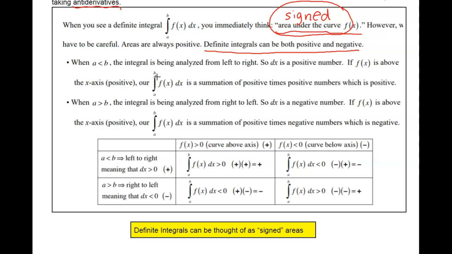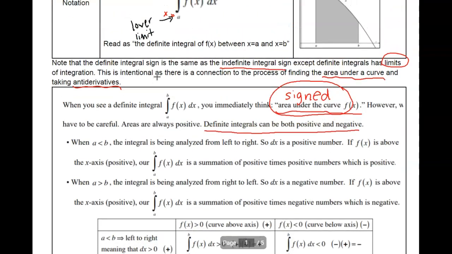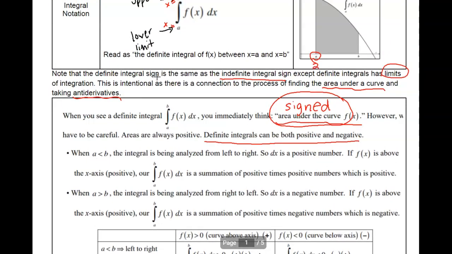So when a is less than b, remember a and b are the limits of integration or the boundary lines of the area, then the integral is being analyzed from left to right. Like, let's take this picture up here. See how a could be like 2, and b could be like 5. And so 2 is smaller than 5, so that's going from left to right. So that means that you're going forward, and that's how we read a graph. So that should be normal to you, okay? So if the function is above the x-axis, and your limits are going forward, then you're going to get a positive number, okay?